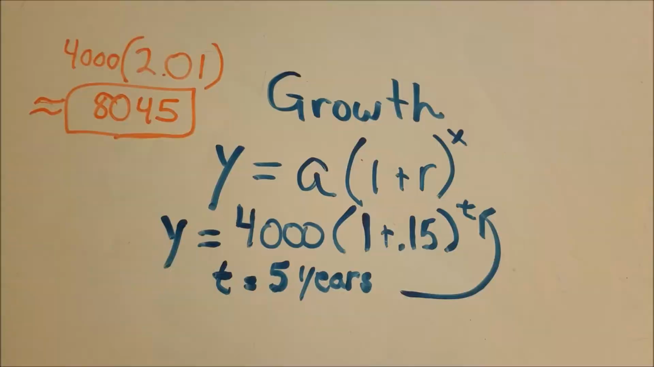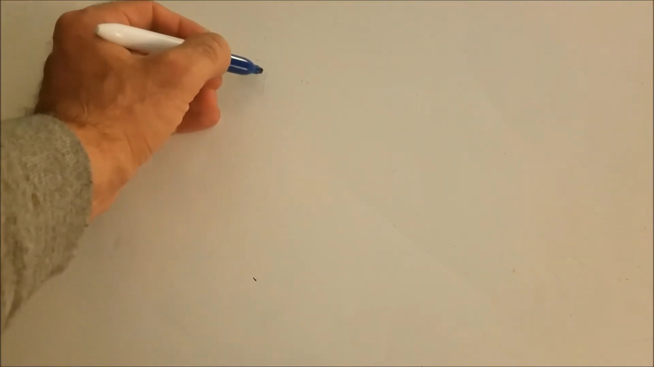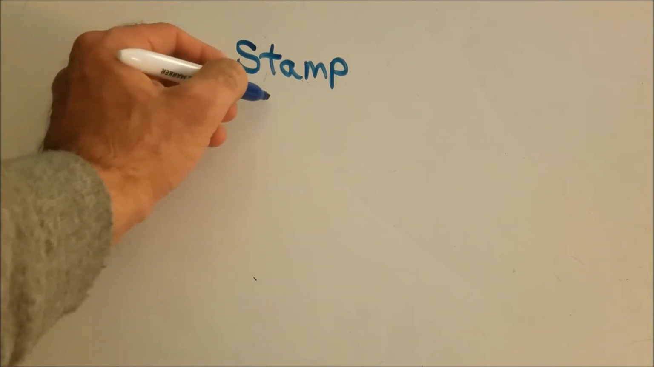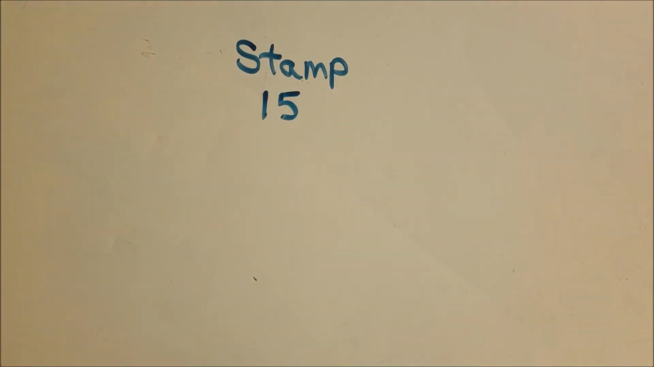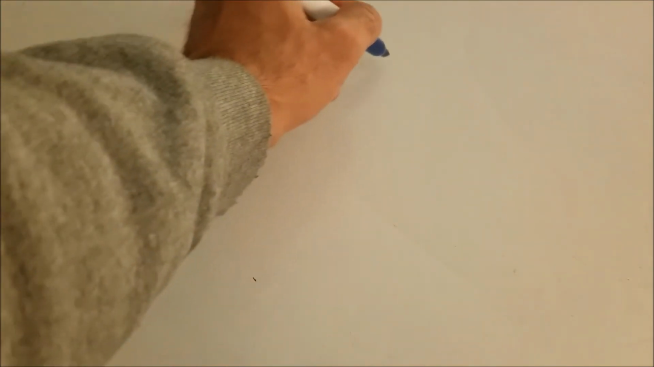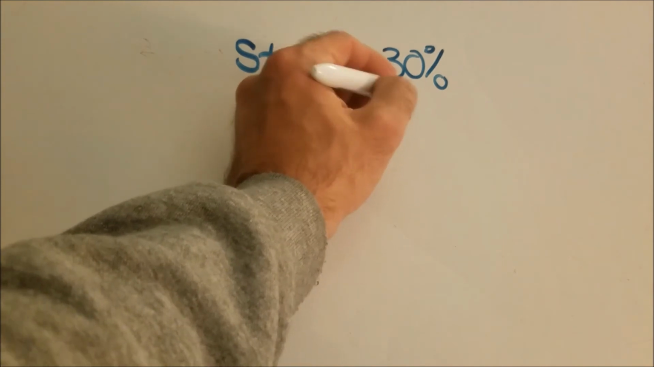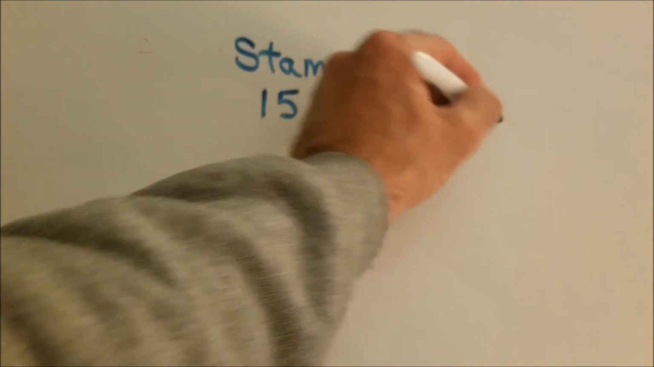So let's do another one. Let's say the value of this rare stamp right now is $15. And let's say it's projected to increase by 30% every year. That's just a projection. What would be the cost of that stamp in 30 years? Well, let's just say 8 years. What would be the cost of that stamp in 8 years?